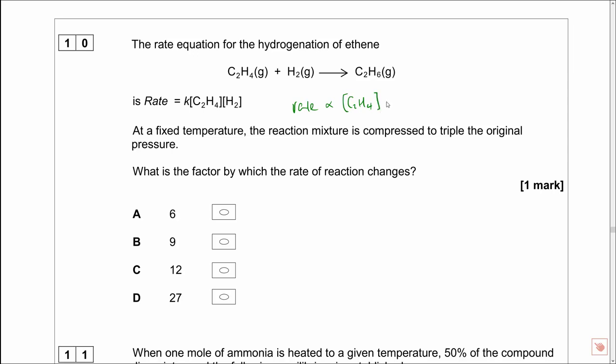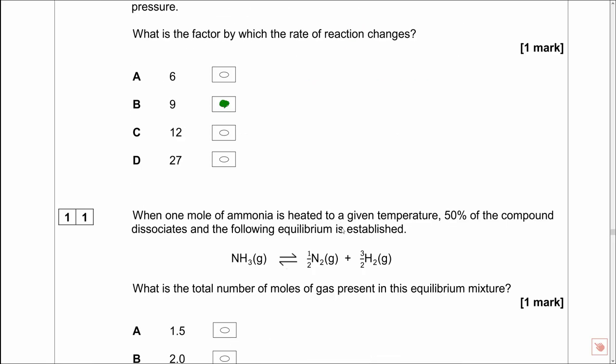Now, if we tripled that, it would be the same as writing that, because it's compressed to triple the original pressure, which is the same as tripling the concentration of each. If you rearrange that, you would end up with 3 times 3. So it would be C2H4 times H2 times 3 times 3, which is 9. Therefore, it has to be multiplied by 9. Quite a nice, easy one, but a nice thought process there of rearranging that.